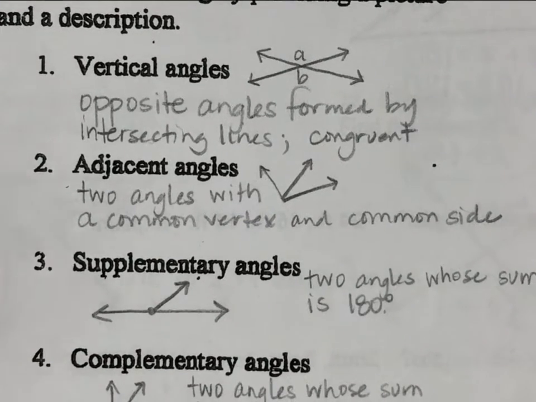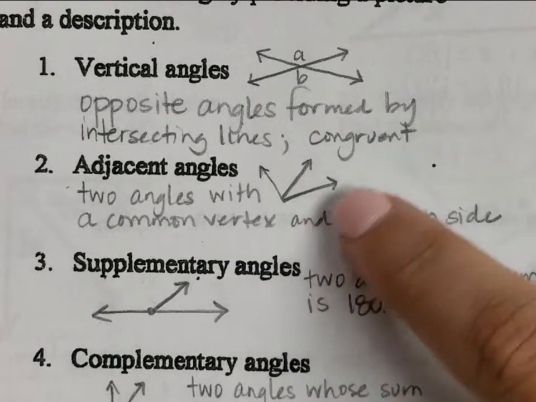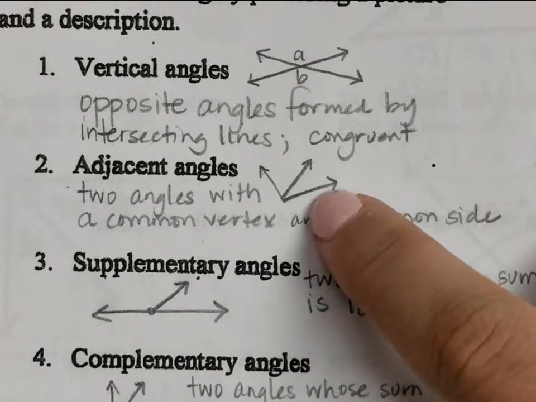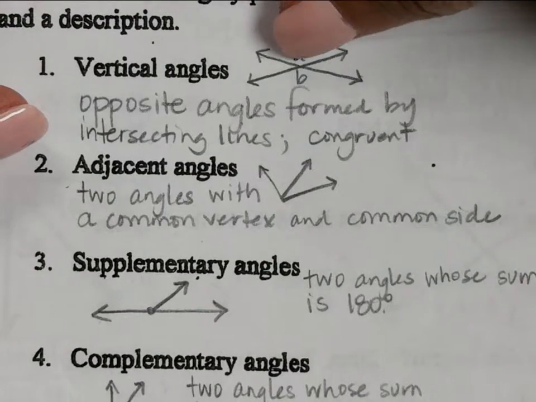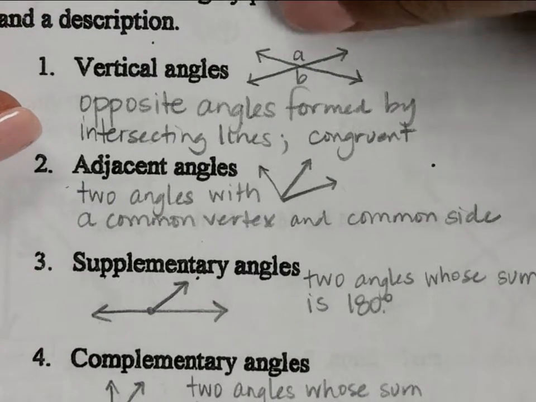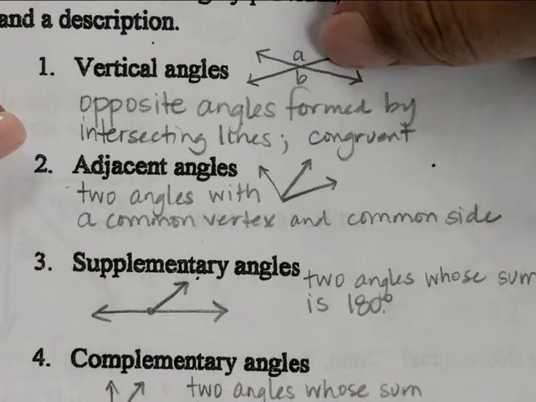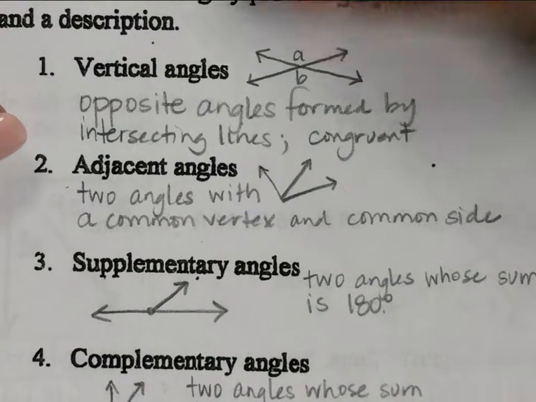Adjacent angles are two angles with a common vertex and a common side. And they look like this. Remember that they are side by side. So if I drew a picture like this, my adjacent angles would be A and then say C. So these two angles right here would be adjacent. So they're side by side. Okay.